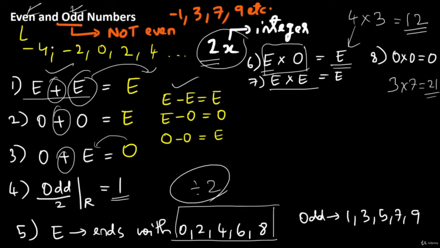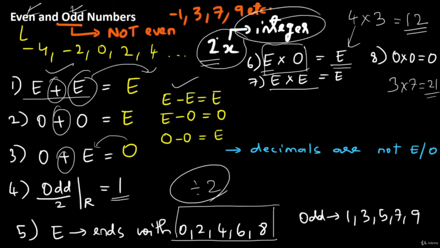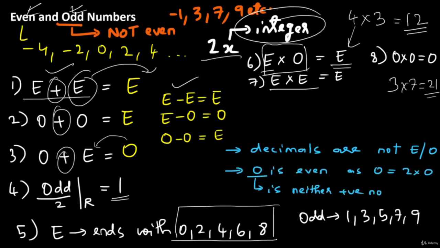Now one more thing to keep in mind, decimals are neither even or odd. Alright, only integers are even and odd. Okay, and one more thing to be kept in mind is 0 is an even number. Why is that so? Because 2 into x, where x is 0, you get 2 into 0, that's equal to 0, right? Therefore 0 is an even number. And remember, just a side note, 0 is neither positive nor negative.